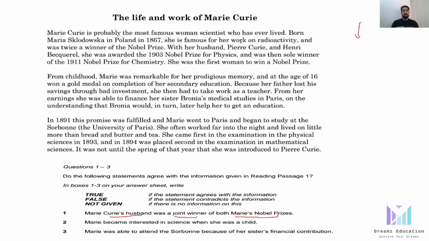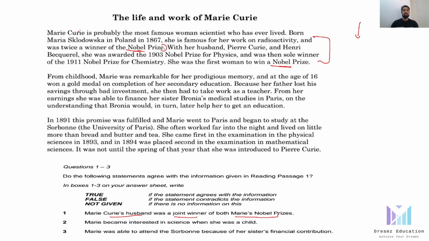Okay, they're talking about something like a Nobel Prize here. So we'll read this portion in detail. What they've said: she is a famous, they're talking about Marie Curie, born in Poland in 1867. She is famous for her work on radioactivity and was twice the winner of the Nobel Prize.